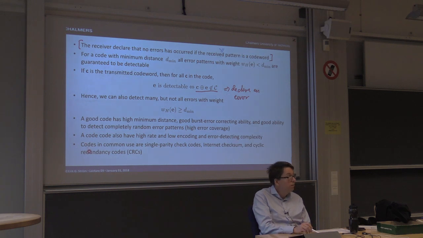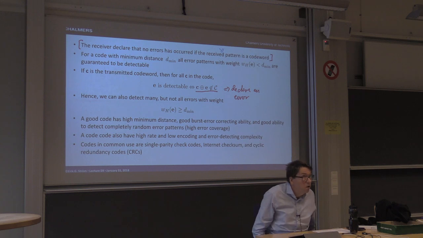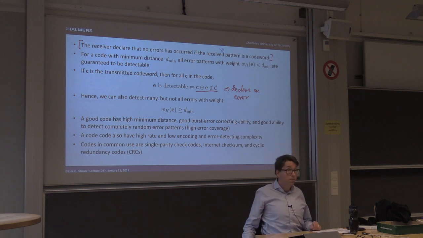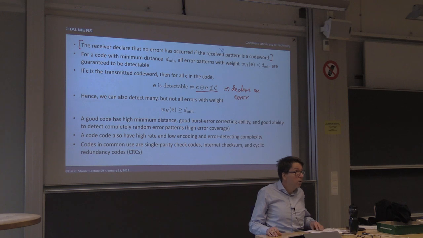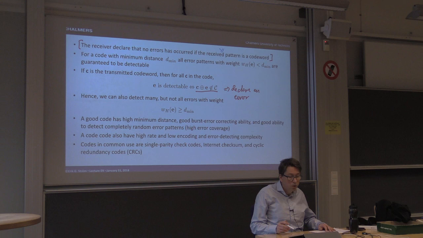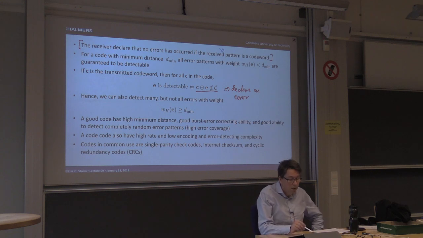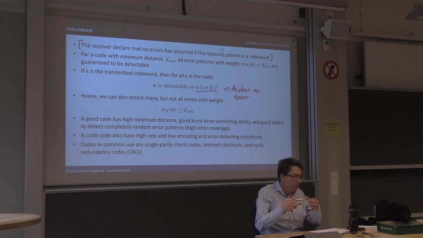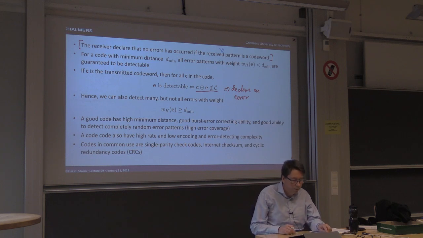So codes which are very commonly used in practice are single parity check codes, internet checksum, and cyclic redundancy codes, or CRCs, and we'll talk more about them today. Okay, questions so far? No. Okay, so let's now talk a little bit about these different types of errors that can occur on a channel and what properties of the code make it possible for us to detect them.